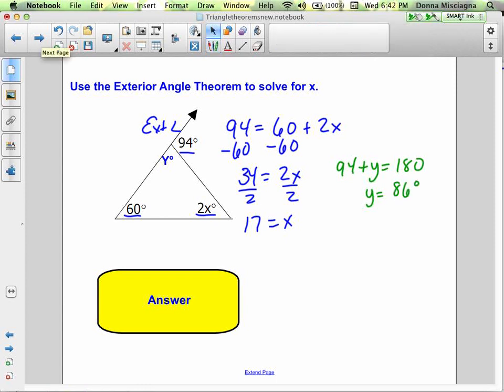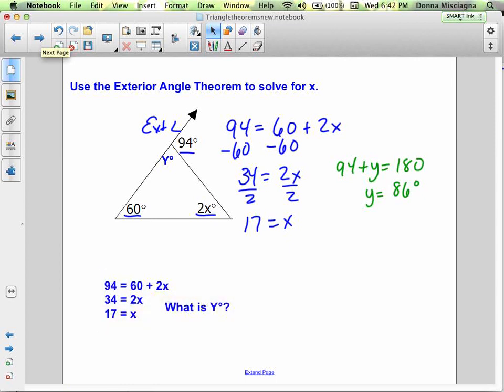Right? Oh, and here we can check ourselves. I think you'll be able to see that when I hit the screen, because I think it's recording everything that's on the screen. So here you can see, look, we got it right. 17 was x. And we found y already. All right, let's solve another one.